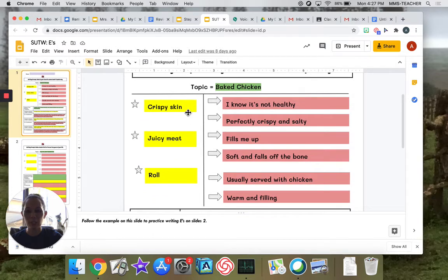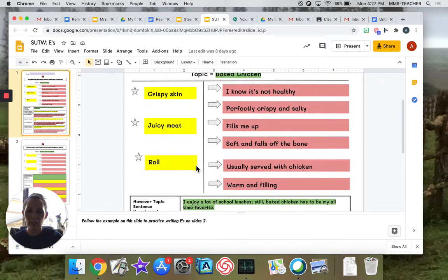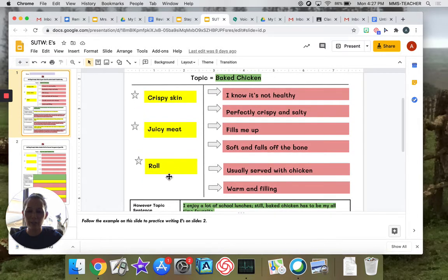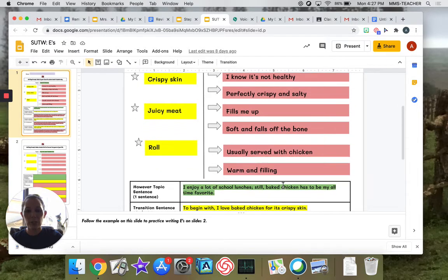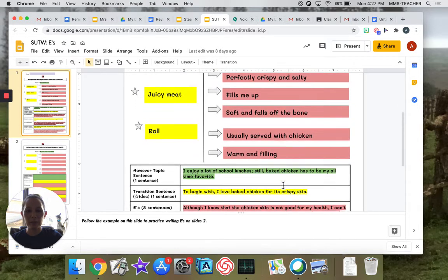It's baked chicken, crispy skin. We're going to stop and explain. I know it's not healthy. It's perfectly crispy and salty. And then the next reason why I like baked chicken is because of the juicy meat. And here are the notes I've taken for the explanation or examples of why. And the last star idea, I like the roll that comes with the baked chicken. And here's the E's. Okay, so we've broken it down.